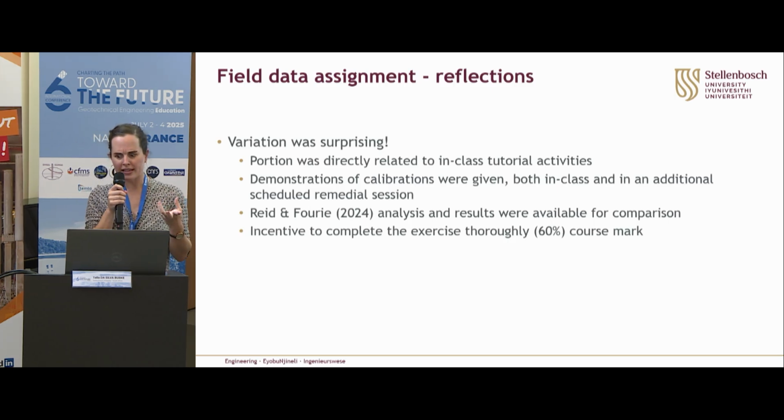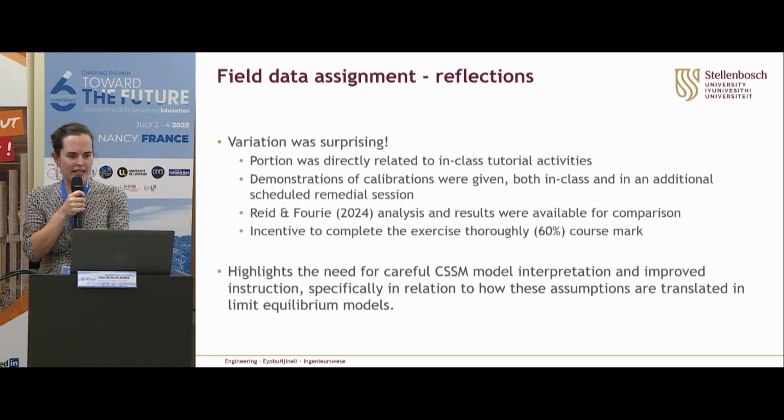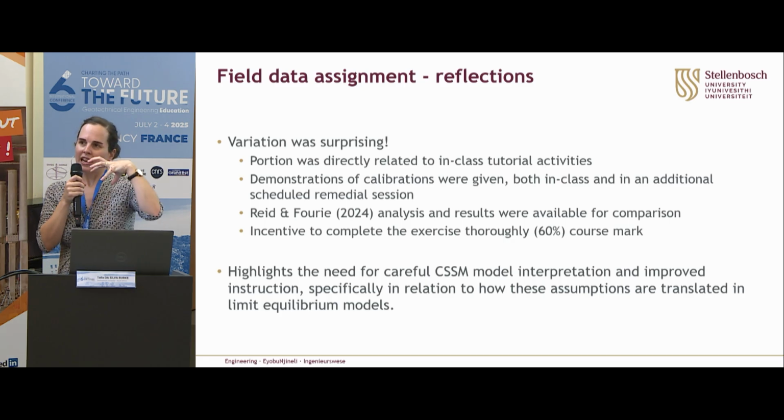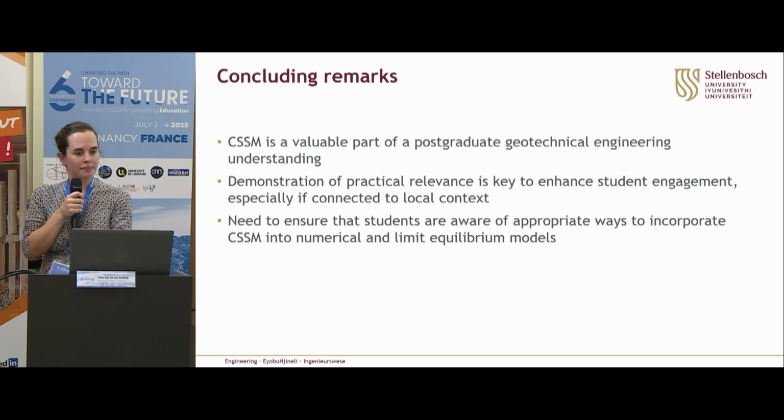I think when we look at round-robin exercises, we often say, oh, it's because people didn't give enough attention to it. They just did it as a little bit of fun. But this was a case where students had incentive to participate. They'd been taught all the key elements. It accounted for 60% of their mark. And they had the paper with all the results of everybody else that had submitted to compare their answers to, and they still didn't do that. So this highlights the need for careful model interpretation and improved instruction, and specifically how we teach students how to translate their theoretical knowledge into the more practical.